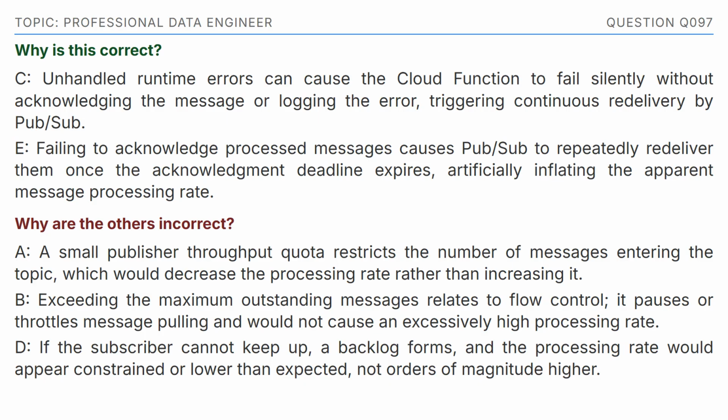A. A small publisher throughput quota restricts the number of messages entering the topic, which would decrease the processing rate rather than increasing it. B. Exceeding the maximum outstanding messages relates to flow control. It pauses or throttles message pulling and would not cause an excessively high processing rate. D. If the subscriber cannot keep up, a backlog forms, and the processing rate would appear constrained or lower than expected, not orders of magnitude higher.